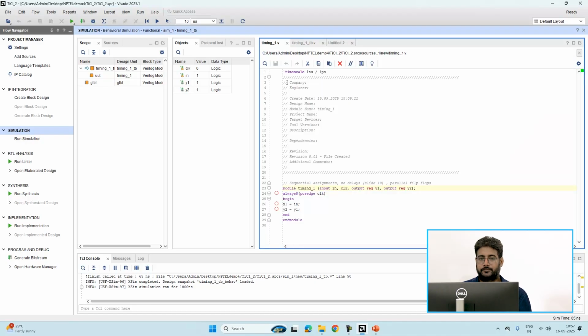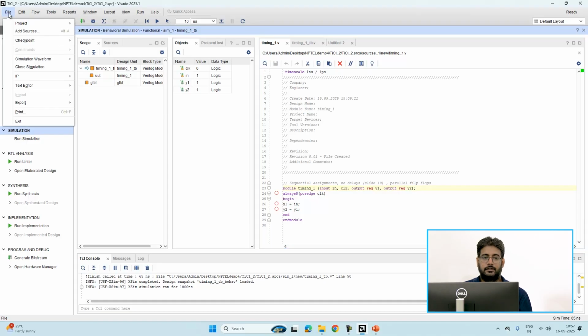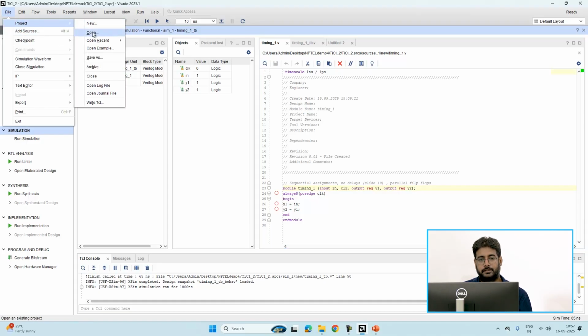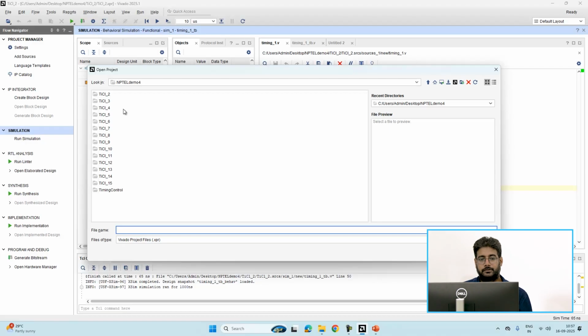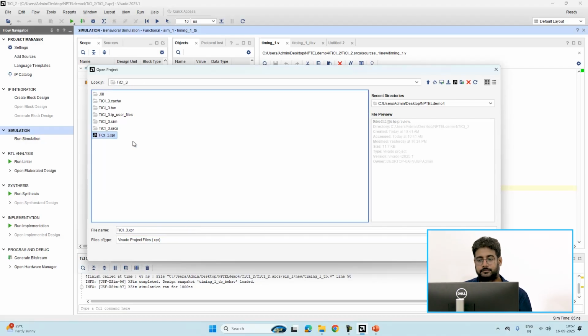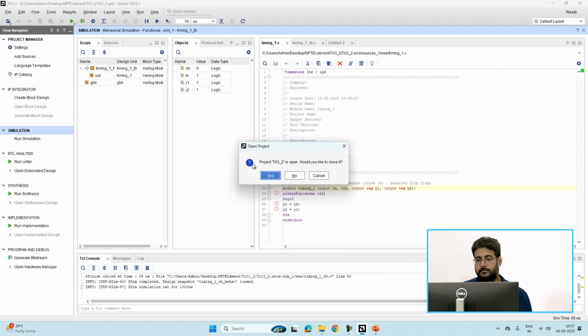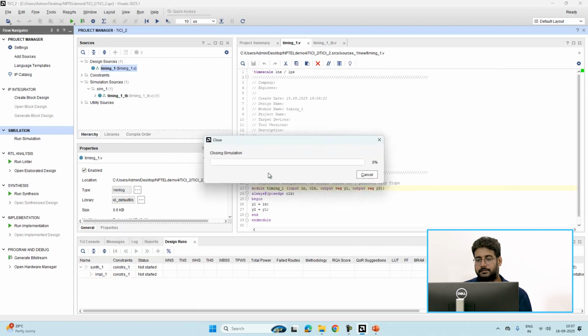So this was example number 2. Now we will move on to the next example. It is in slide number 10 of the lecture on timing control. Now we will go to project, open the next project. TICL3. Close it, yes.